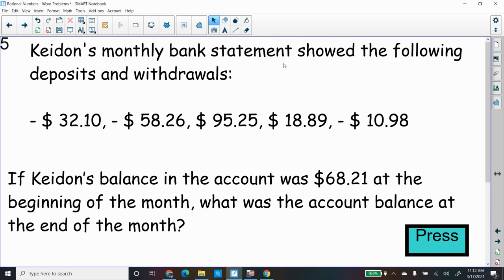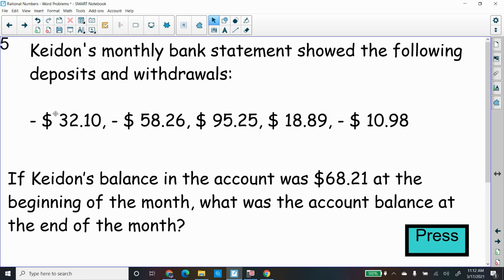So here we got Caden's monthly bank statement shows the following deposits and withdrawals. Those are our key words. Here, there's a negative $32.10, a negative $58.26, $95.25, $18.89, negative $10.98. So those are his deposits and withdrawals.